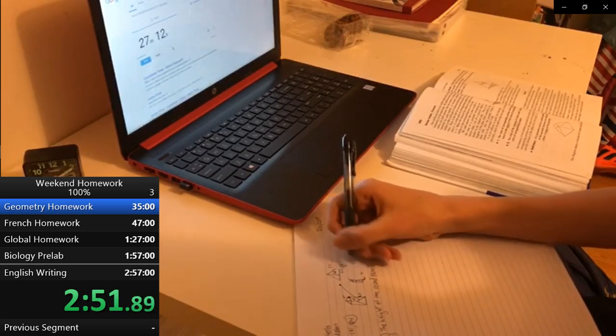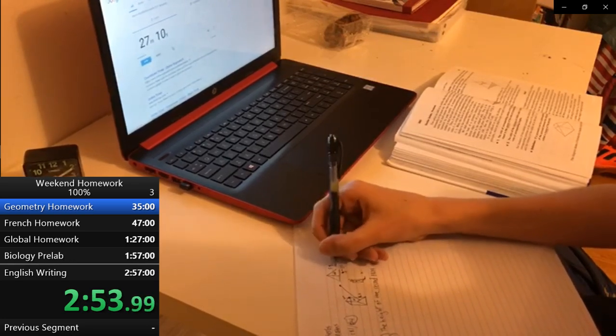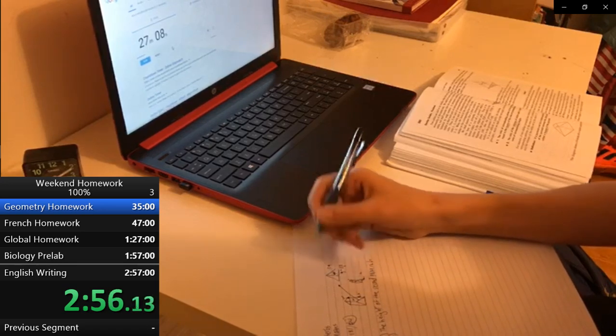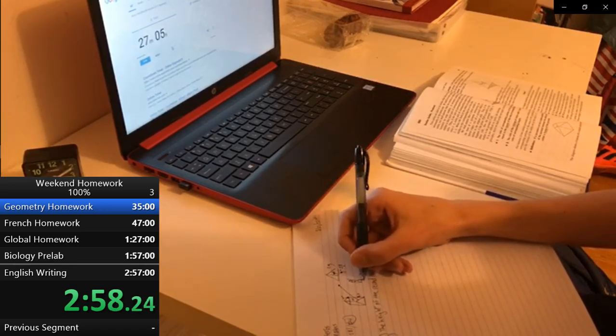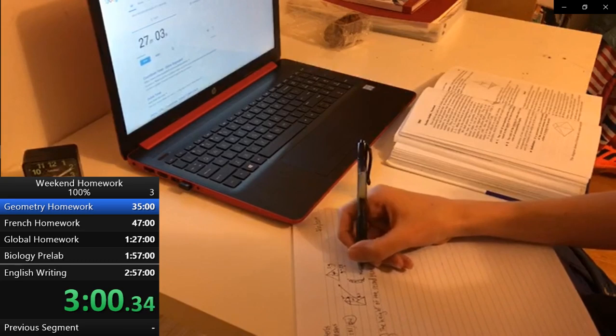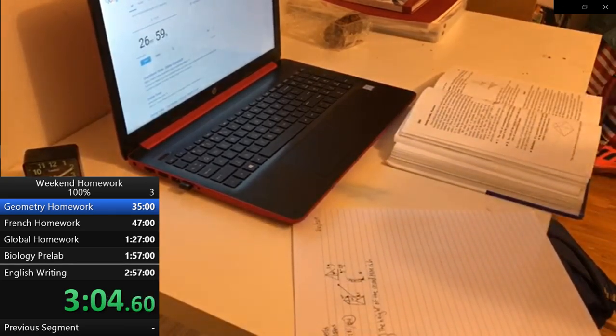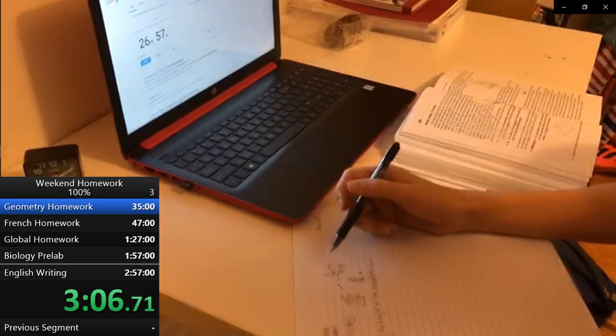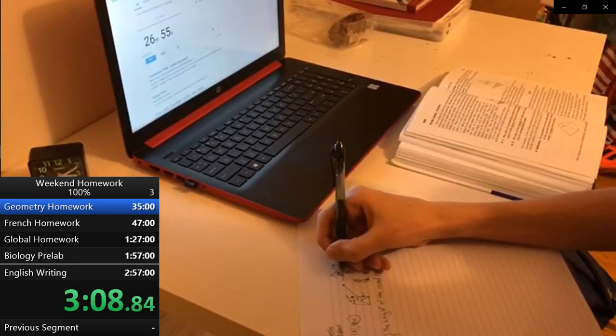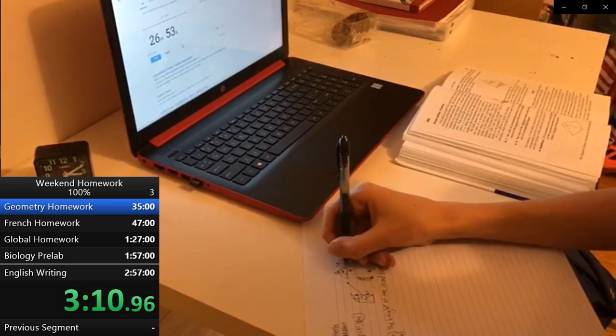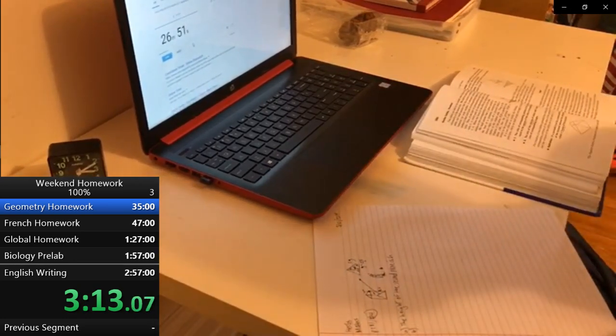I should not have used x. Y, 2y, y root 3. And in this case, y. Okay, whatever, y. You get the idea. Just using that 30-60-90 triangle. This is the altitude. All right, I think that's correct.